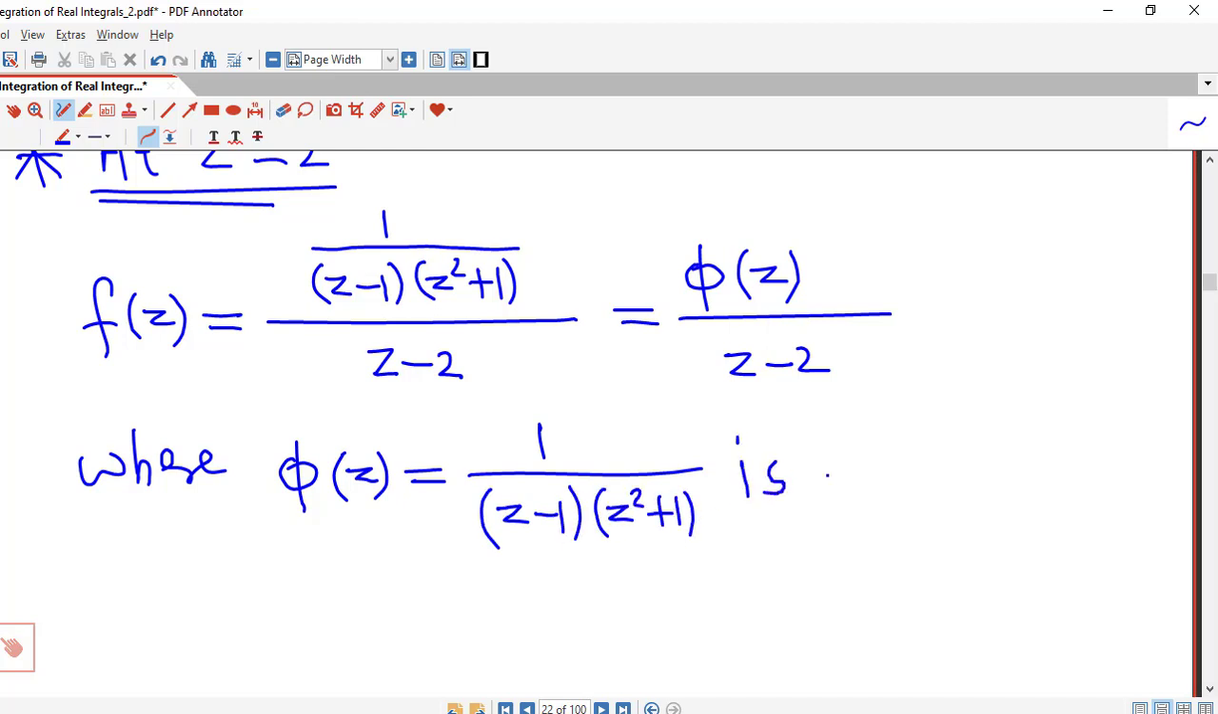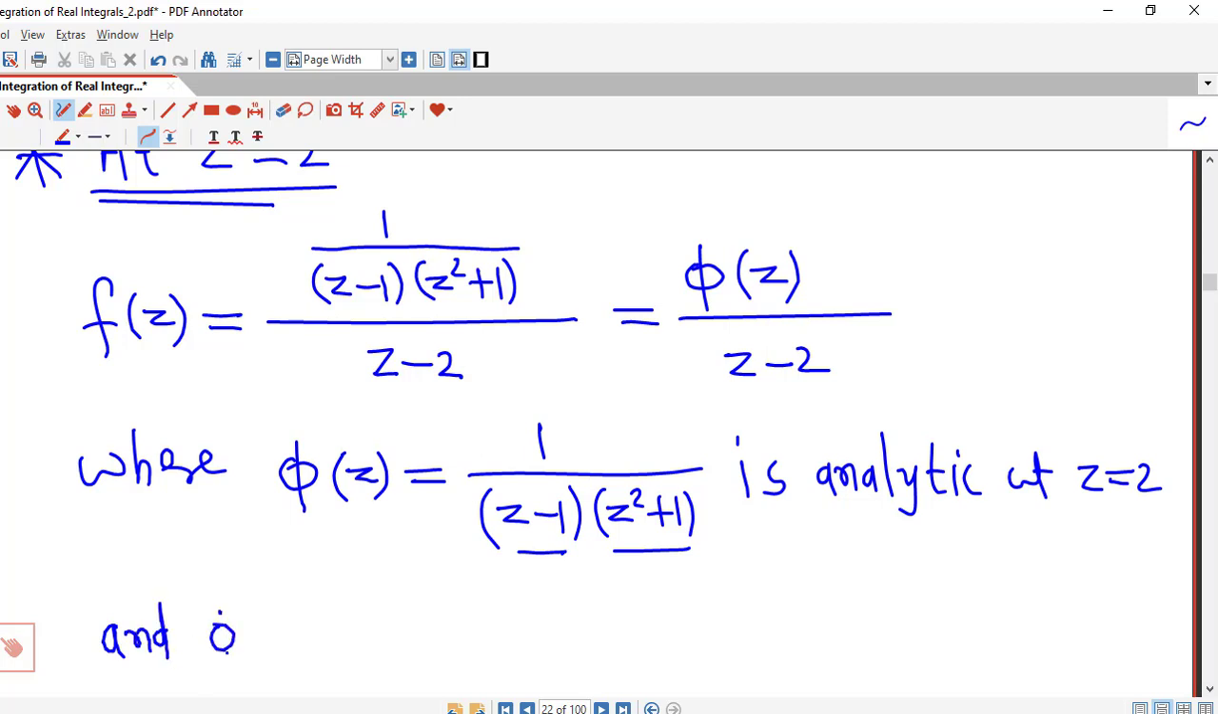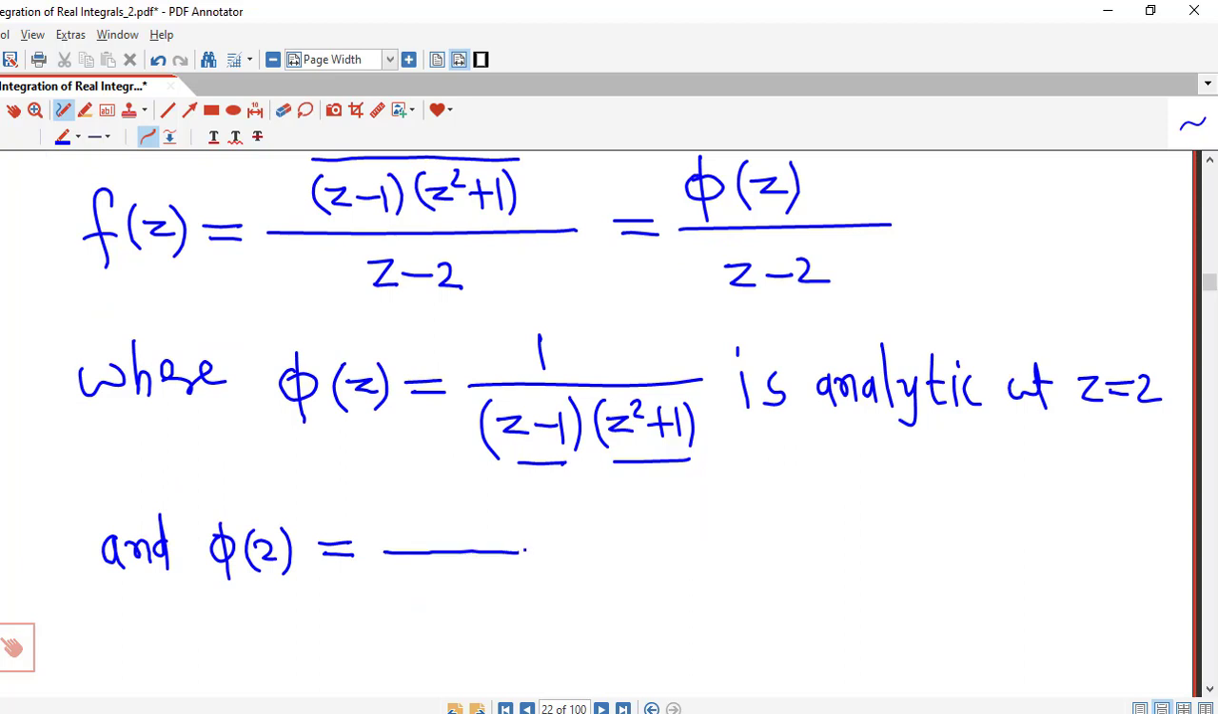So this is clearly analytic at z equal to 2, because it is a rational function, and at z equal to 2 this denominator remains non-zero. So phi of z is analytic at z equal to 2, and value of phi at z equal to 2 is 1 divided by, we put z equal to 2 here, so 2 minus 1. If we put z equal to 2 here, we have 2 square, that is 4 plus 1, which is 5. So it is 1 by 5 and it is non-zero.